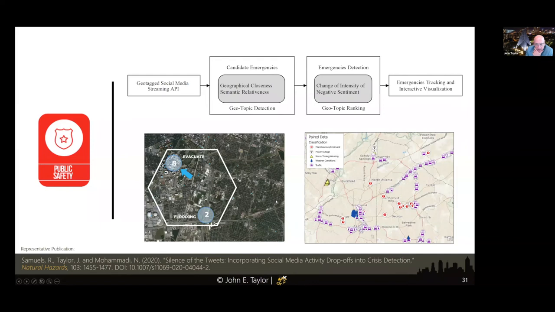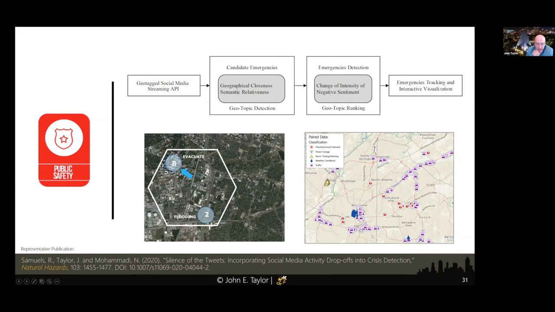And so we are now working with, or have been for a few years, working with the Georgia Department of Transportation to take these ideas that were explored on the NSF project and see if we can't develop something for the state highway system to identify issues that are occurring on the highway system more quickly than by other means.